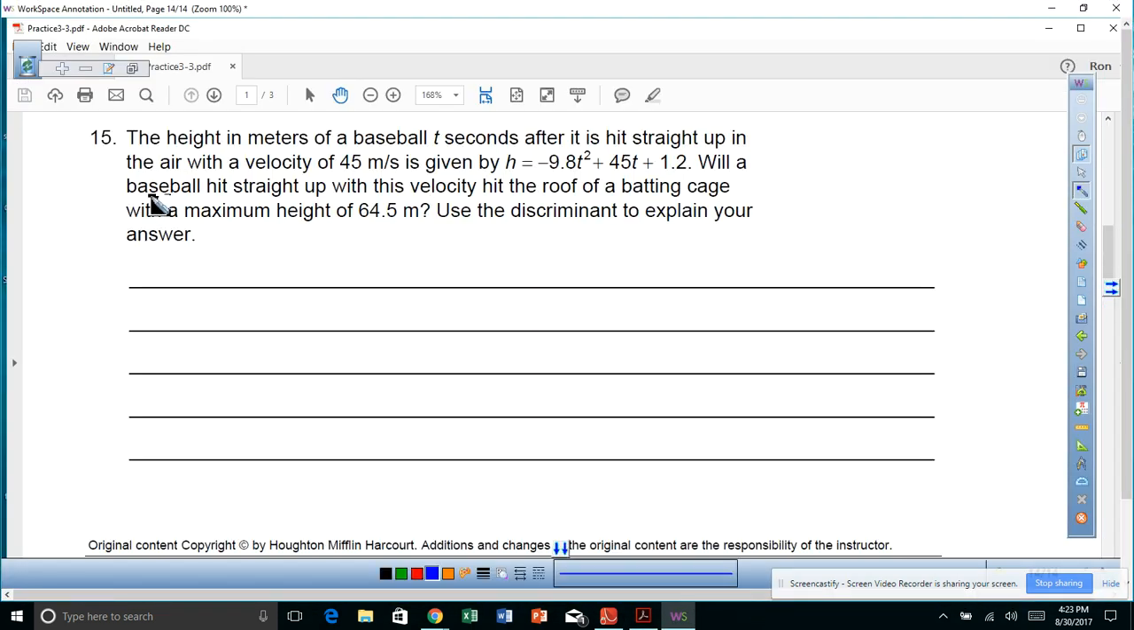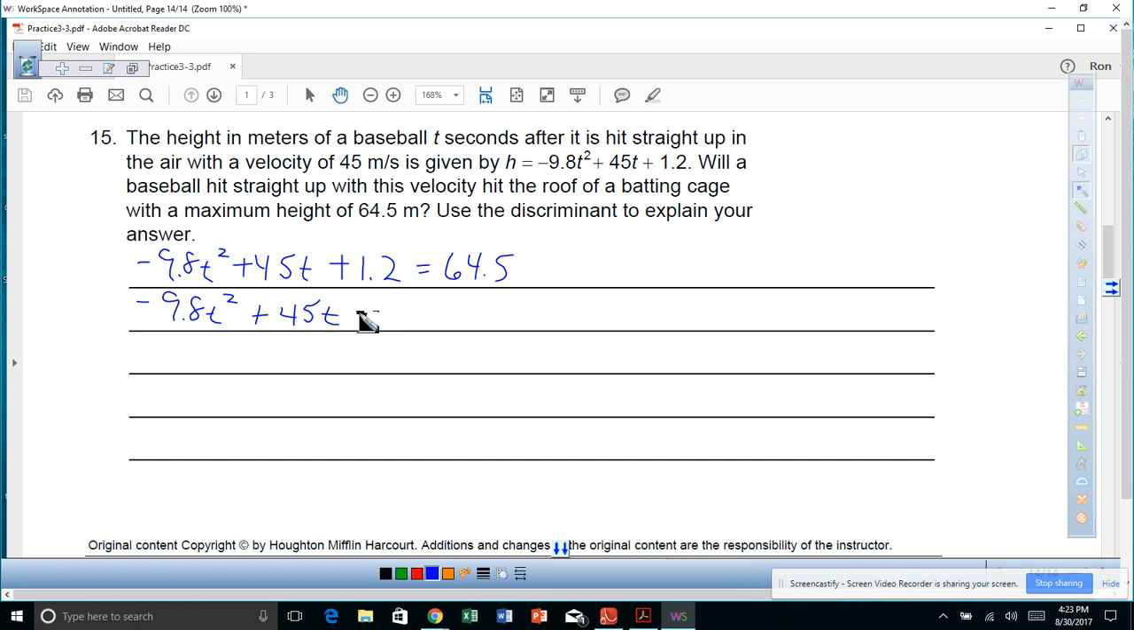So what I'm going to say is -9.8 t squared plus 45t plus 1.2 equals 64.5. Now to use the discriminant, I'm going to have to subtract 64.5 from both sides. So I got -9.8 t squared plus 45t, oh, that's not plus, that's minus, 63.3, and that equals 0. All right, now I can use the discriminant.